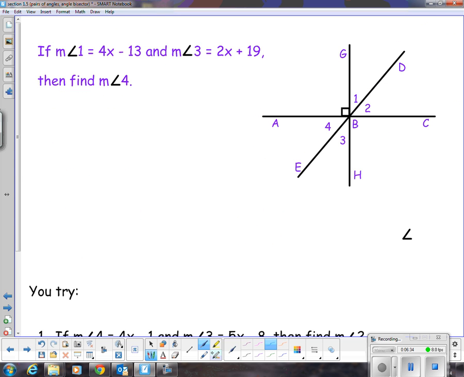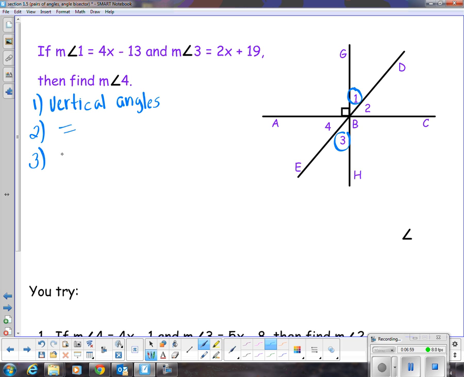So now we're looking at angle 1 and angle 3. So if we look at angle 1 here, angle 3 here, straight lines form them. This set of angles is called vertical angles. What do we know about vertical angles? What is the relationship? Vertical angles are equal.